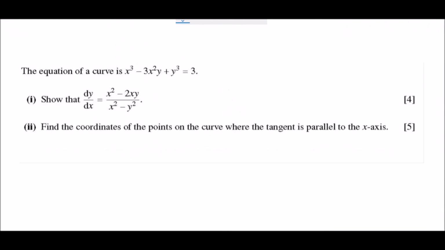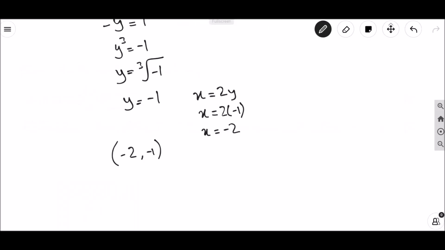But here in the question it says find the coordinates of the points on the curve. So points means that there are more than one point. So we need to find the second point. This is the first point. Now we need to find the second point.